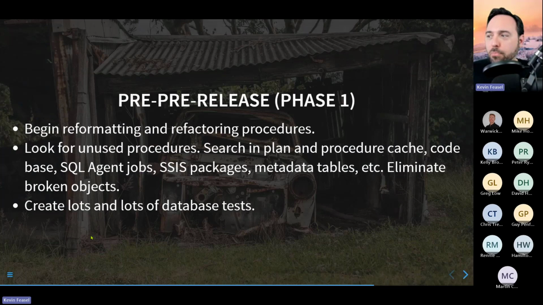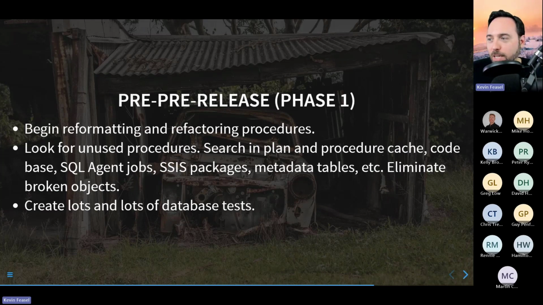So phase 1, pre-release. We're not even in the pre-release yet, but we began reformatting, refactoring procedures, getting rid of the unused procedures. The way I did it, a couple ways. Look for things that are in the plan cache and the procedure cache. If it's in the procedure cache, it's probably in use. If it's not in the procedure cache, it may still be in use, but at least we don't know that it's in use. Look in the code base.